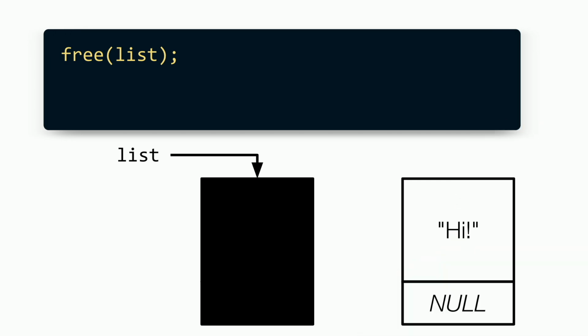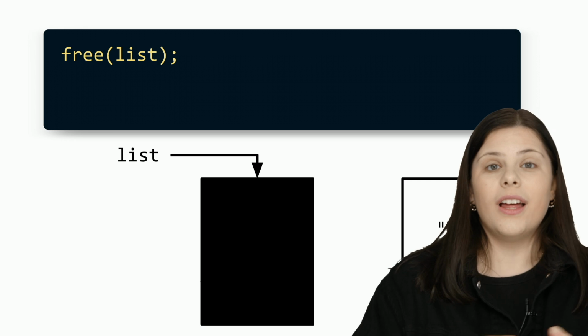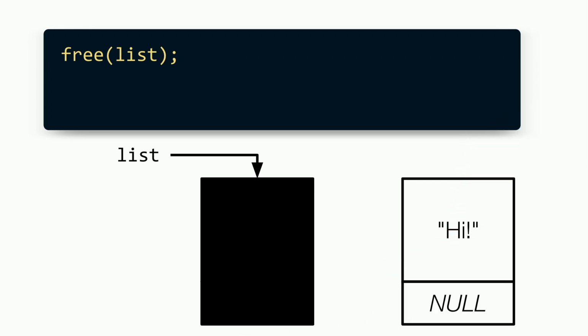Let me maybe zoom out again. Exactly. So it will just delete the very first node, but we will lose track of what's coming after it. We're freeing our very first node, but what about "hi"? Now we don't even have any connection to that second node. So if we freed list, sure, great, we gave back that part of memory, but now we don't even know where the "hi" node is located. We don't have a way of accessing it. Therefore, we have to do something different.